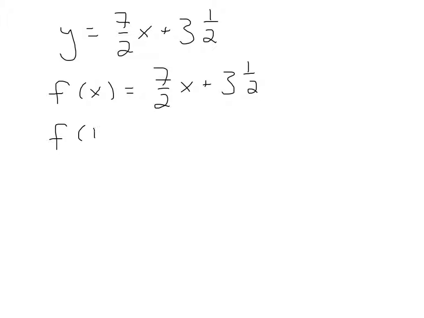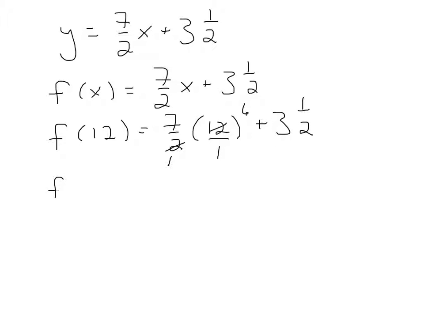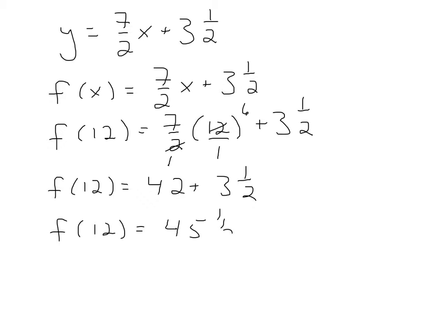So f of 12 equals 7/2 times 12 plus 3.5. Make that 12 over 1. That reduces to 1 and 6. So the value of the function at 12 is 42 plus 3.5. So that means the ball rolled 45.5 meters after 12 seconds.